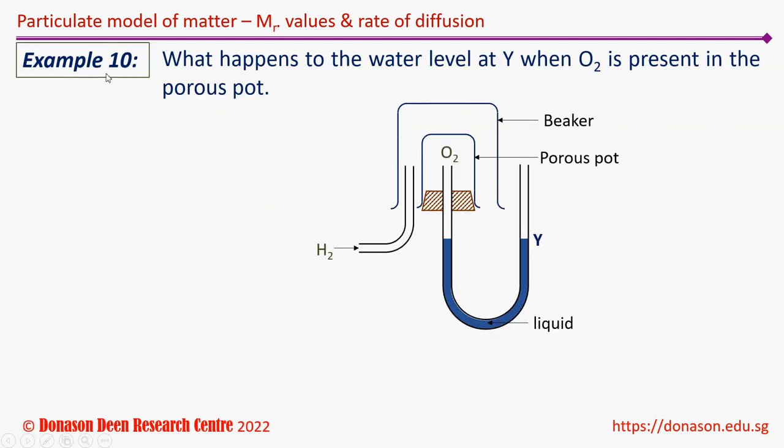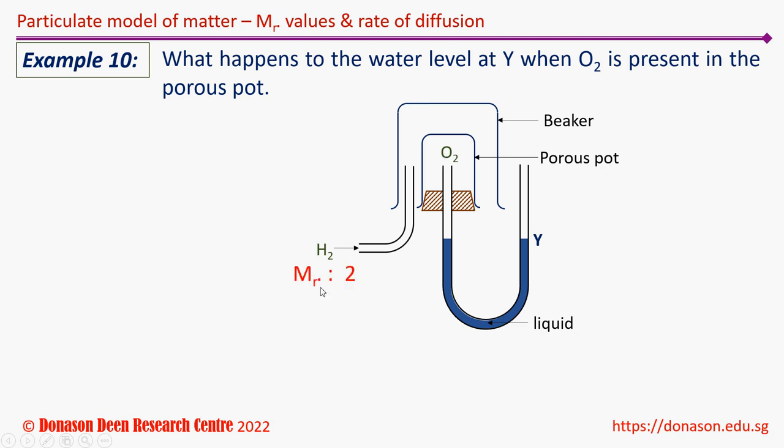Let's look at example 10. What happens to the water level at Y? Here is the water level, when oxygen gas O2 is present inside the porous pot. Of course, oxygen is inside the porous pot, and outside the porous pot we have got hydrogen. And of course, you should know by now, hydrogen is the least dense of all the gases, because the relative atomic mass of hydrogen is just 1, and since it is a diatomic molecule, twice 1, the MR value for hydrogen would be 2.